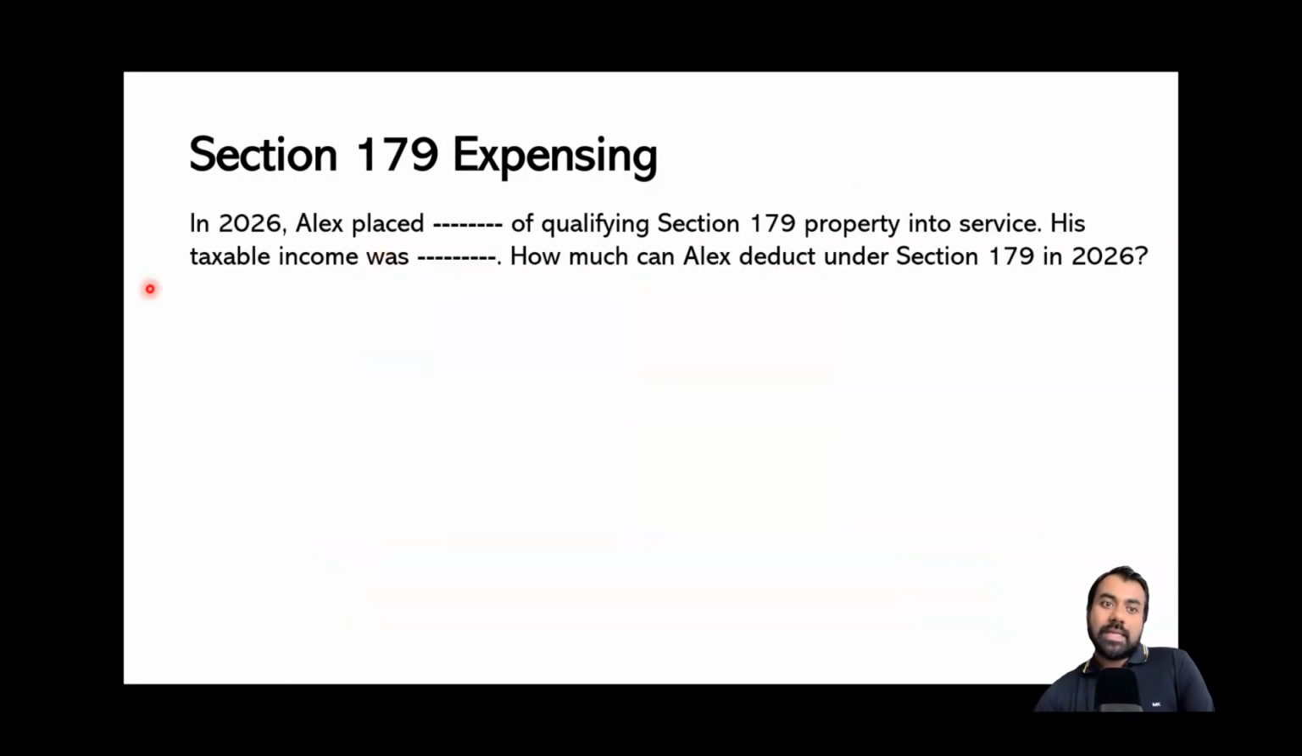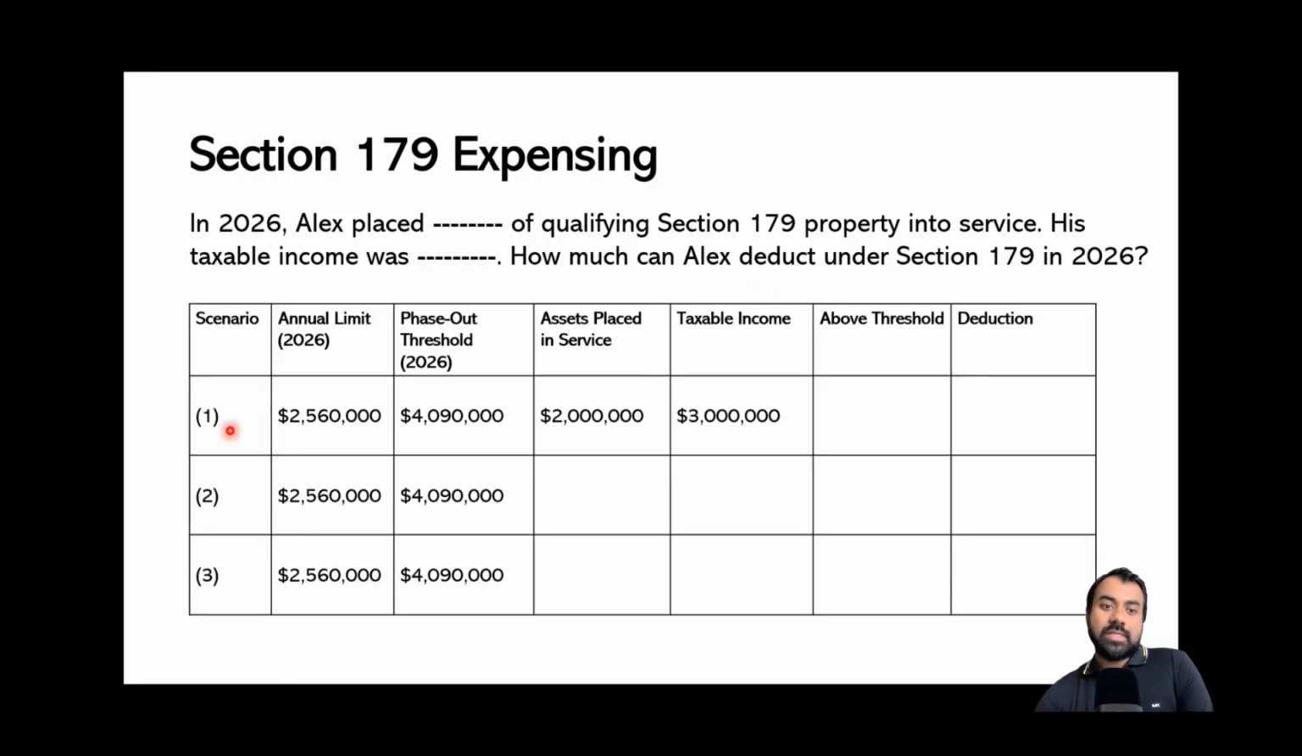Now let's look at an example. It says in 2026, Alex placed a certain amount of qualifying Section 179 property into service. His taxable income was a certain amount. How much can Alex deduct under Section 179 in 2026? The reason that I put some missing places in this question is that we'll work with different numbers and we'll see how much deduction Alex can take under each scenario.